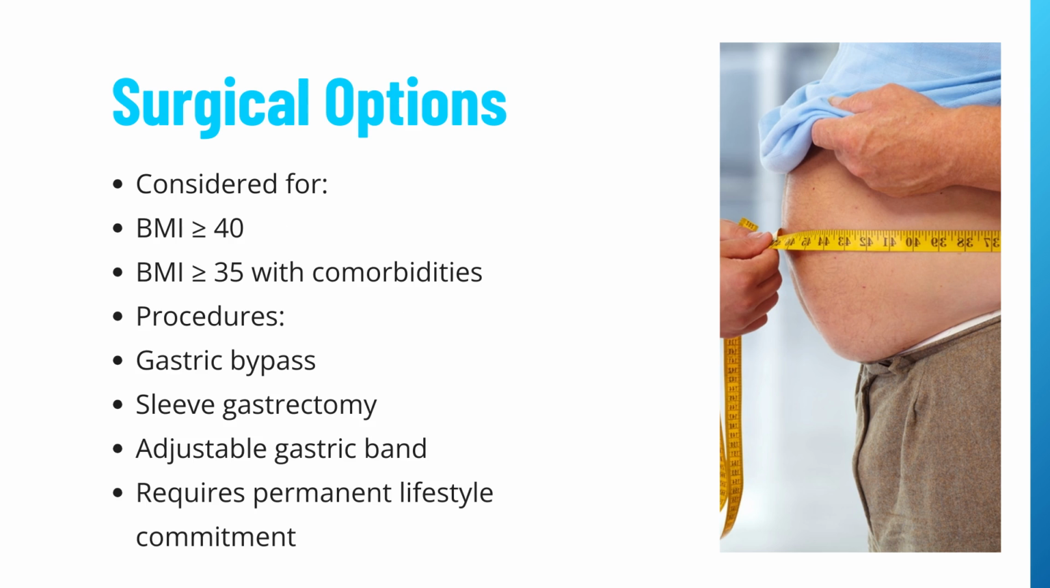Now, let's discuss surgical options. Bariatric surgery is considered when BMI is 40 or more, or when BMI is 35 and above, with obesity related health problems. Common procedures include gastric bypass, sleeve gastrectomy, and adjustable gastric band. These surgeries change the stomach size and how food is absorbed. They are effective but not a quick fix. Patients must commit to permanent lifestyle changes and long term follow up.